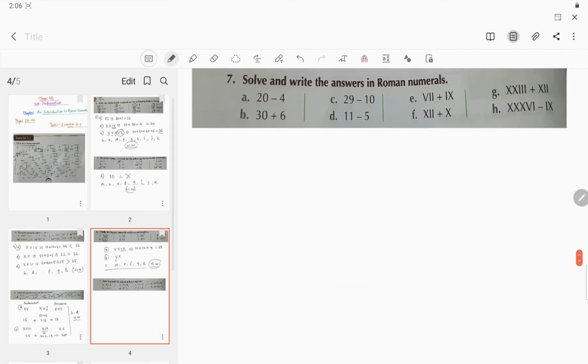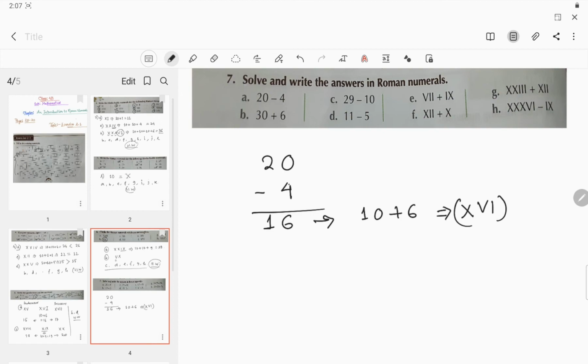Now solve and write the answers in Roman numerals. So 20 minus 4, you know 20 minus 4 is 16, and you have to write in Roman numerals. 16 means 10 plus 6. 10 means X. Since 6 is added, that means you have to put 6 on the right side. So 6 means VI. So this is the required result.